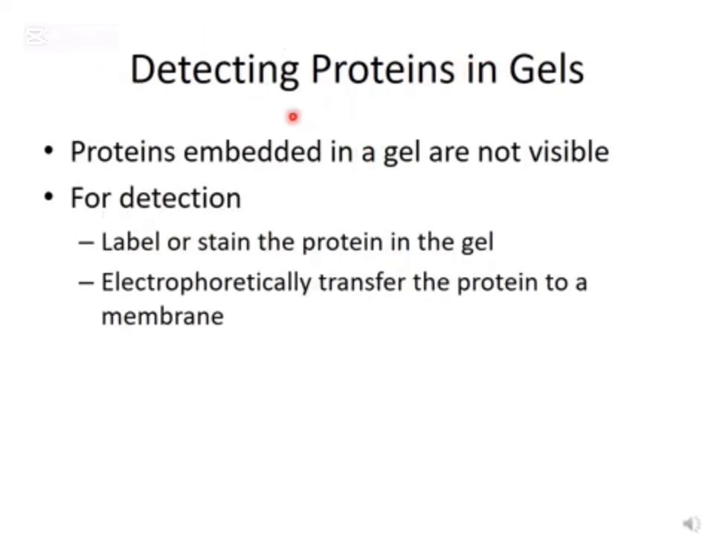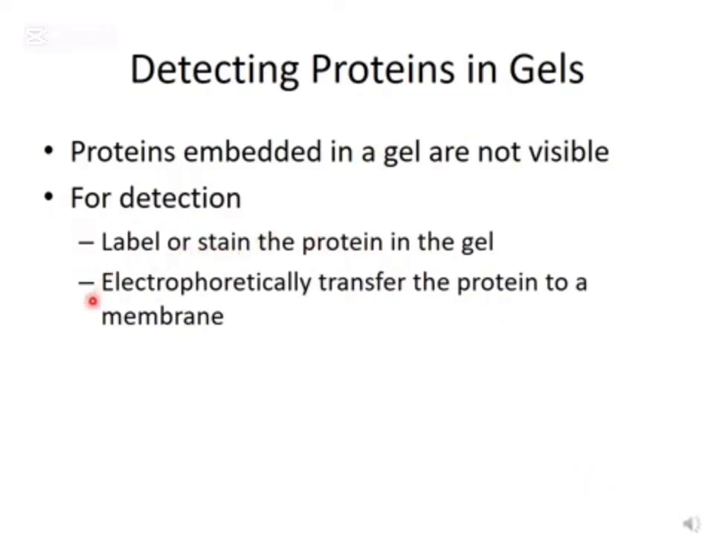We can also detect proteins in gels. As we mentioned in the previous slide set, we can separate proteins in either 1D or 2D gel electrophoresis. These proteins, when they are embedded in the gel, are usually not visible. So in order to see them, we label or stain the protein in the gel. These are the bands that you see in gel electrophoresis, the separate lines that we saw in the previous example.